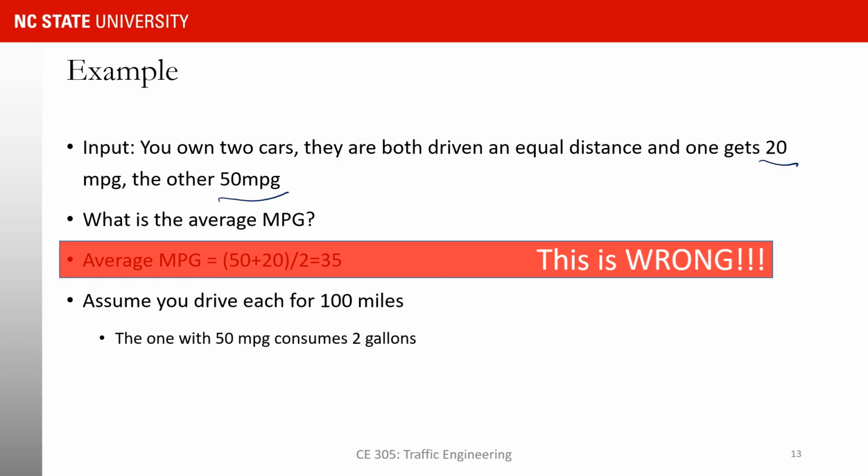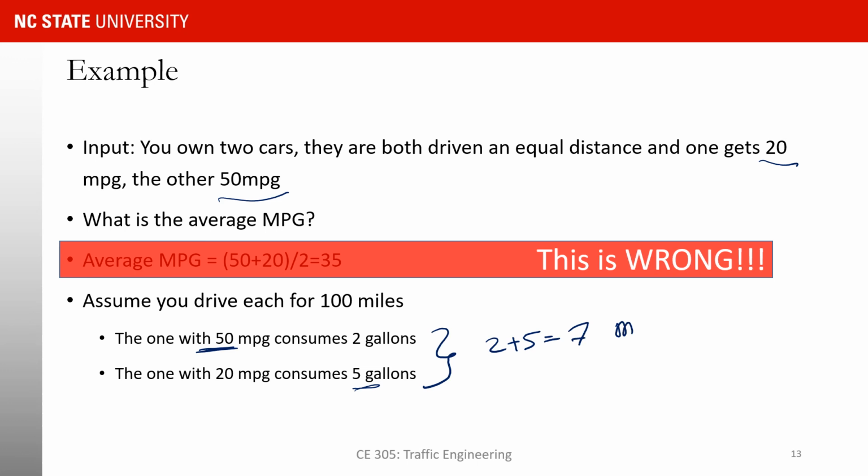So for car number 1, the one that has an MPG of 50, if I go 100 miles, I consume 2 gallons. For the other car, if I go 100 miles, I'm going to consume 5 gallons, right? So how much is my total consumption? 2 plus 5, or 7 gallons. It is the total that I have consumed. And with the 7 gallons, how much have I gone forward? 100 miles with the first car, 100 miles with the second car.